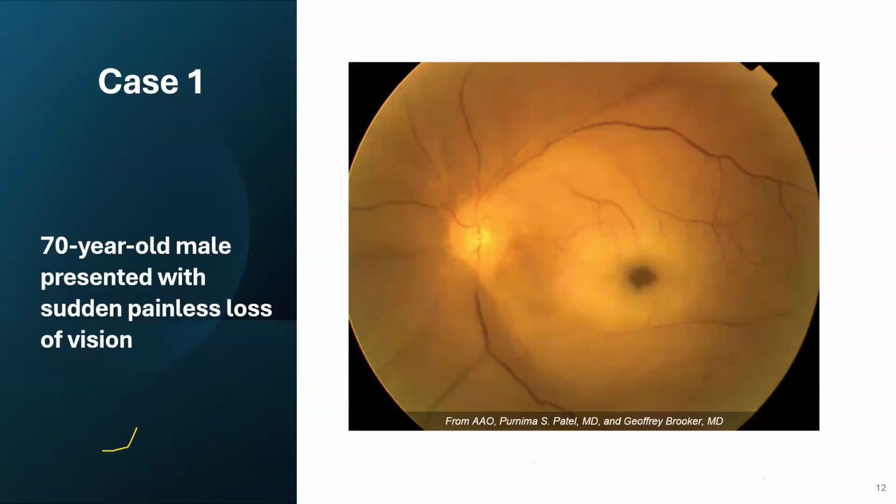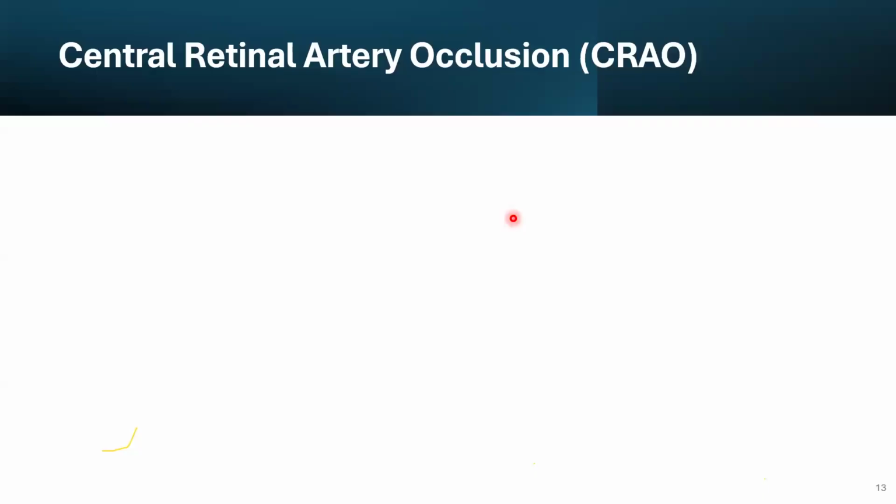Excellent, Lean. Excellent, Ramis. So you see a retinal whitening with a cherry red spot in the center, which is a window to the choroid, the normal choroidal vasculature. And this retinal whitening indicates retinal edema. This is central retinal artery occlusion. This is an emergency. This is a stroke.